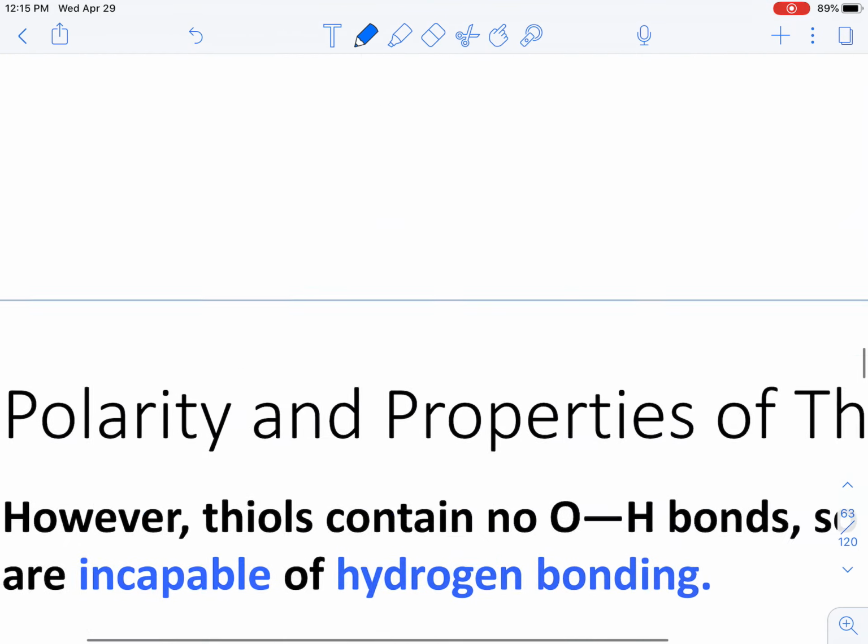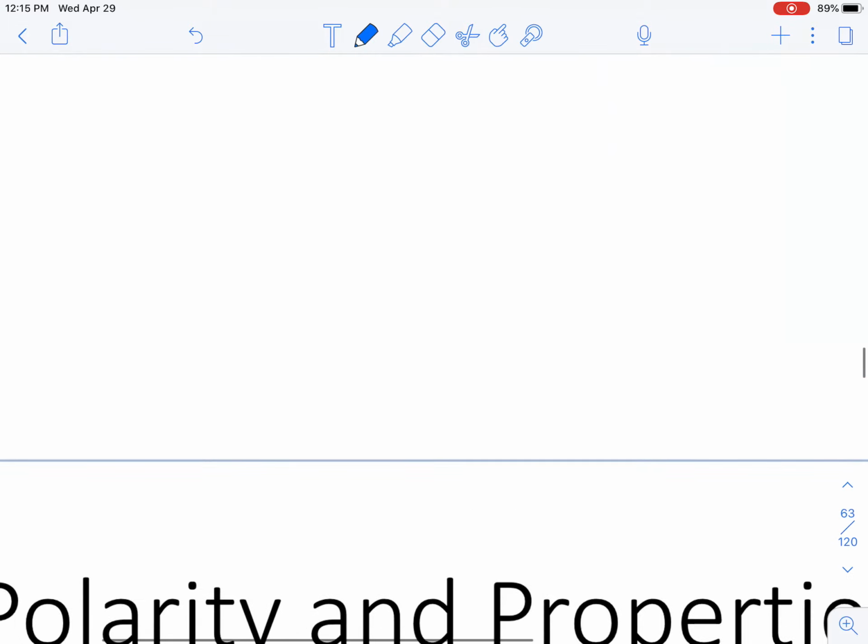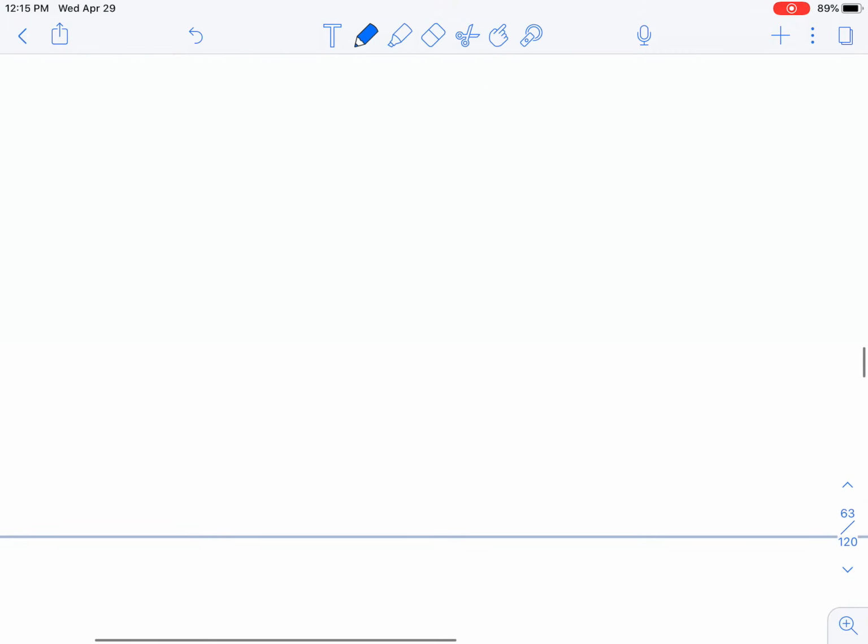So to better understand this, I'm going to go ahead and use some white space over here. And what I'm going to do is draw the interaction between two thiols and two alcohols. And so I'm going to go ahead and use that ethane thiol. And so I'm going to go ahead and duplicate this. And then I'm going to go ahead and draw, maybe I'll just duplicate this also.